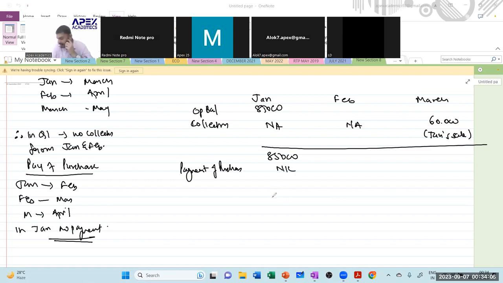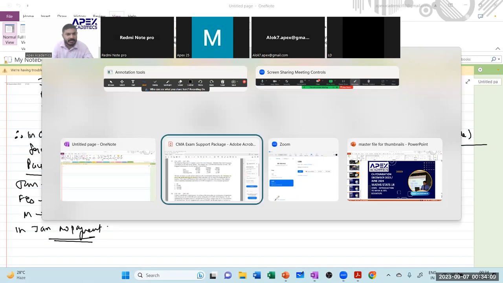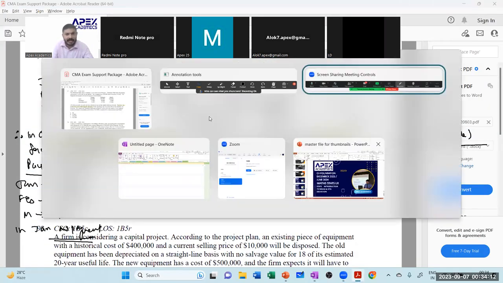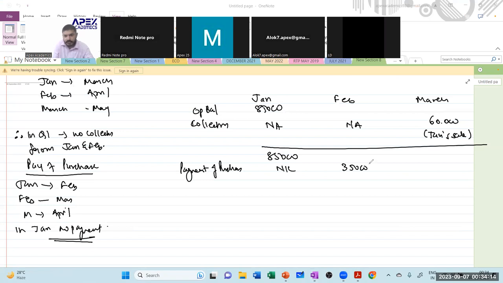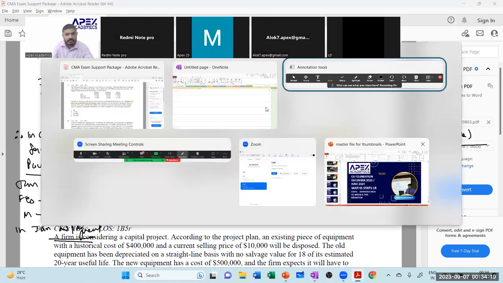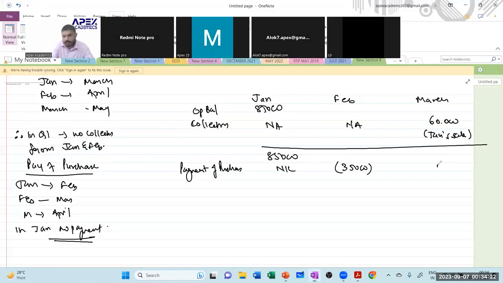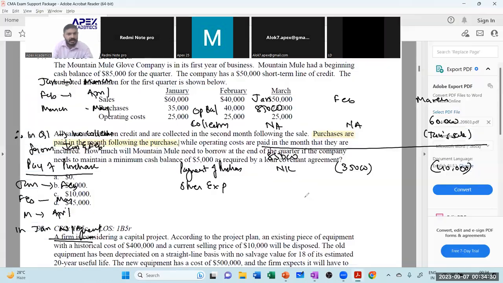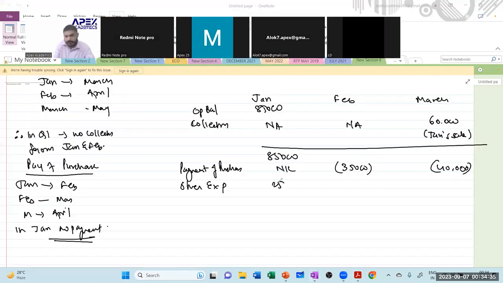Are the purchases given in the question? Yes, the purchases are given in the question. What are Jan's purchases? 35, paid in Feb. Let's write minus. What are Feb's purchases? 40, paid in March. March purchases in April, I am not bothered. Now other expenses. Other expenses are paid for that month in that month only. 25, 25, 25 is the fixed operating cost.